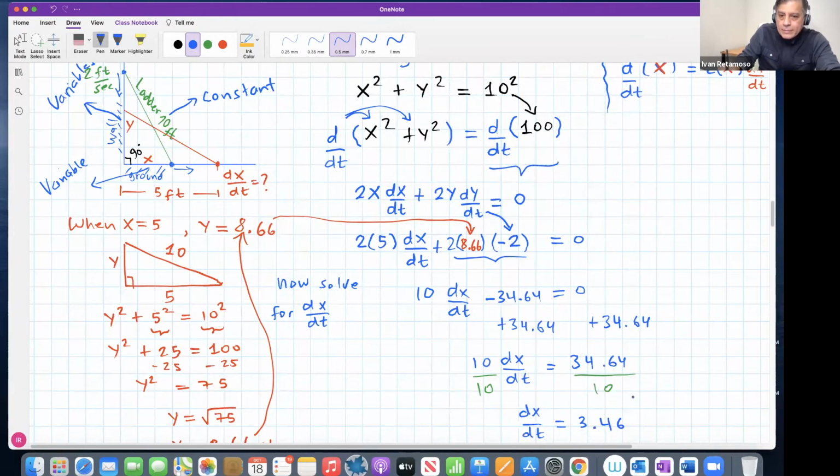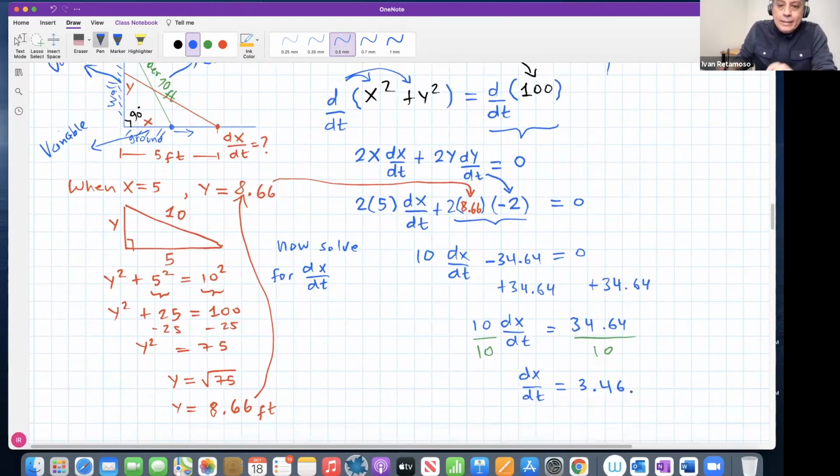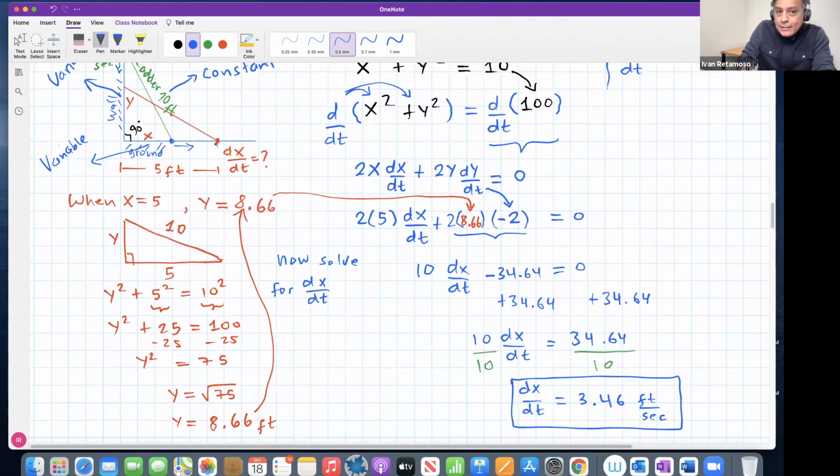You just have to move the decimal point one place to the left, or you can get it in the calculator. In the end, guys, feel free to attach the units. We were measuring the distances in feet, time in seconds, so feet per second, right? This is the answer, and it makes sense, came out positive, consistent with the fact that this x is increasing over time, right? Increasing over time. So positive rate of change, okay?